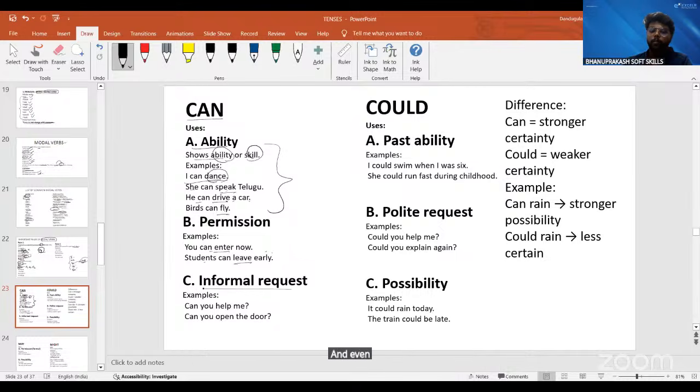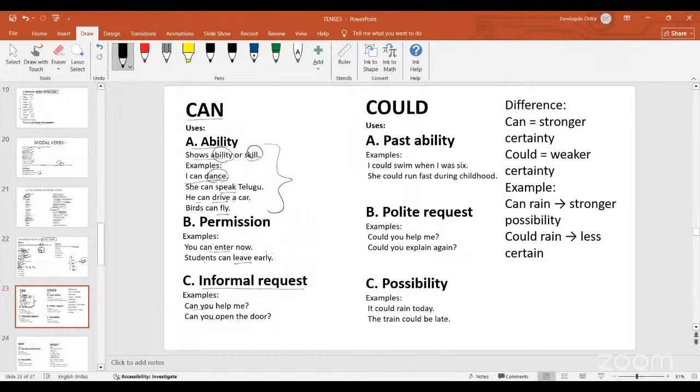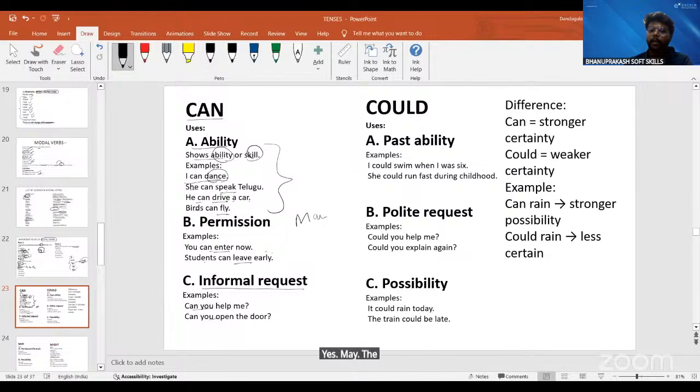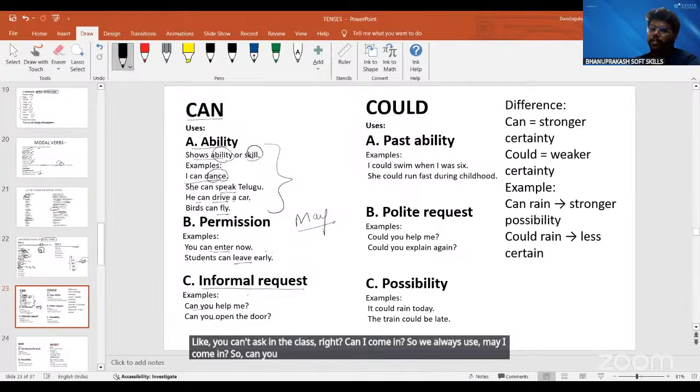And even for informal request, we use this can. Can you help me? Can you open the door? So this is an informal request. And a formal request is used with which modal verb? Can anyone tell me? May. Yes, may. The word is may. We use may for formal request, like may I come in? Like you can't ask in the class, right? Can I come in? So we always use may I come in. So can is used for informal request.